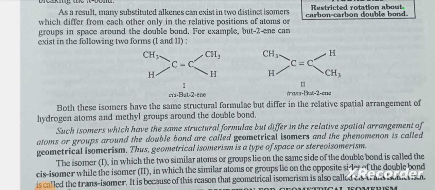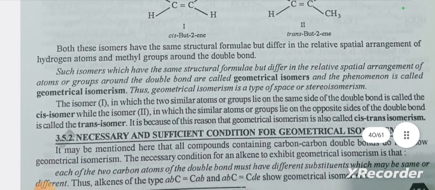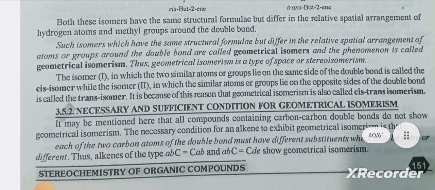For example, but-2-ene can exist in the following forms: cis-but-2-ene, trans-but-2-ene. Both these isomers have the same structural formula, but they differ in the relative spatial arrangement of hydrogen atoms and methyl groups around the double bond. Such isomers which have the same structural formula but differ in the relative spatial arrangement of atoms or groups around the double bond are called geometrical isomers, and the phenomenon is known as geometrical isomerism.